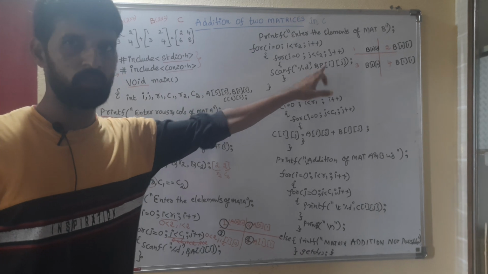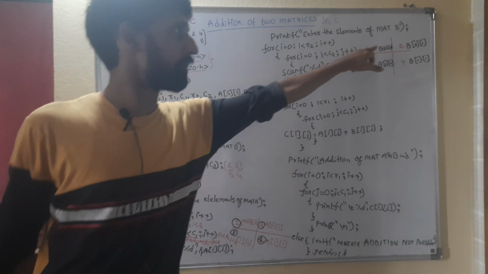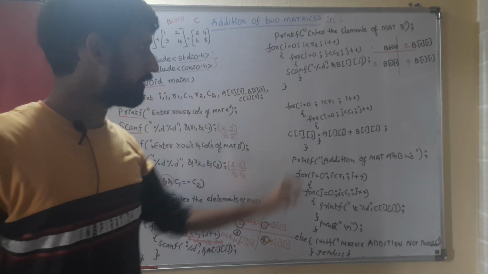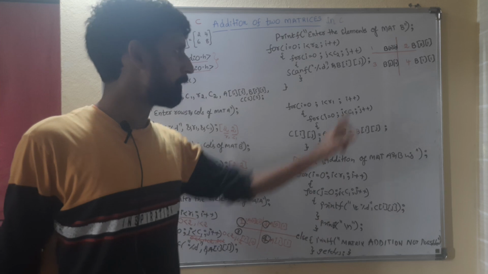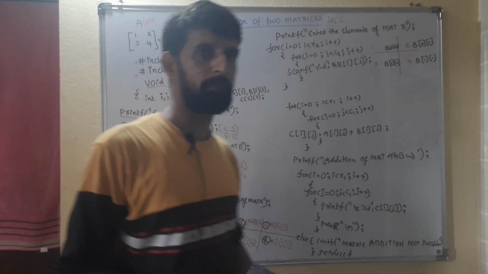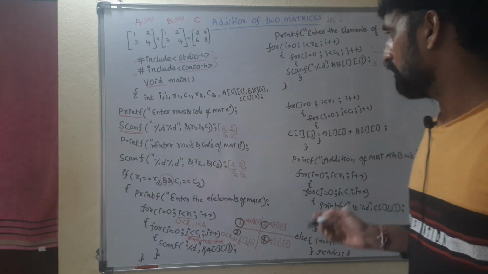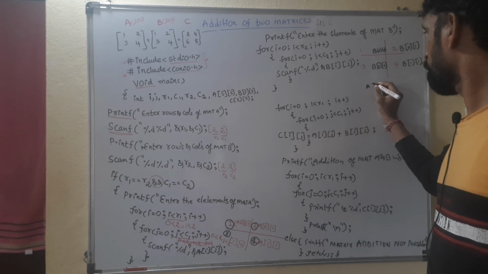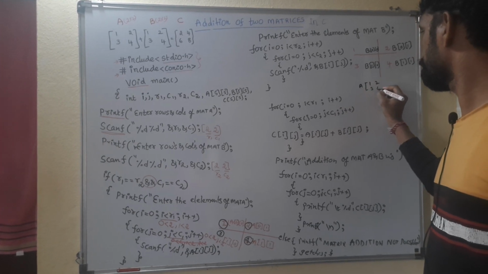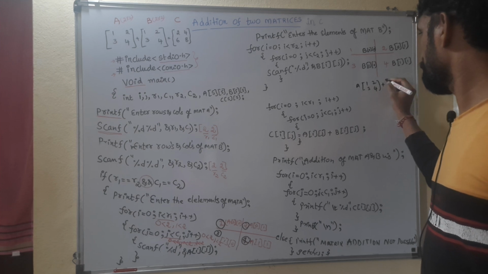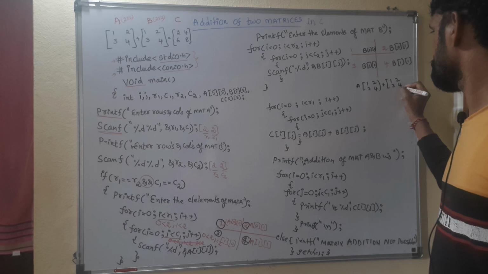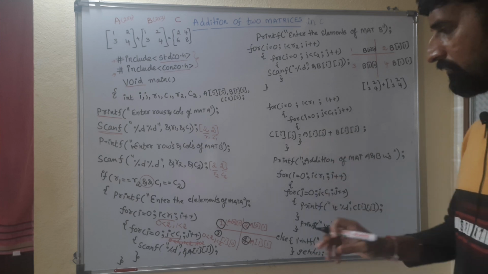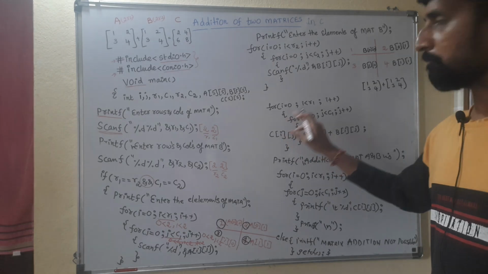Okay, so now what is going to happen? This is called A of 0 0, it is called B of 0 0. A of 0 1, B of 0 1. A of 1 0, B of 1 0. A of 1 1, B of 1 1. Now what is going to happen in this program? Finally we have two matrices. First one is A, which is 1 2 3 4, plus B value is again 1 2 3 4. So till now we have read the values of matrix A as well as matrix B.